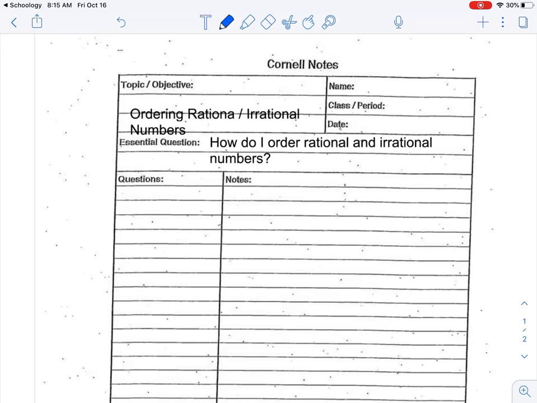Ordering rational and irrational numbers. To order rational and irrational numbers, you are going to have to convert to the same form. And what I mean by that is I would convert to decimals.